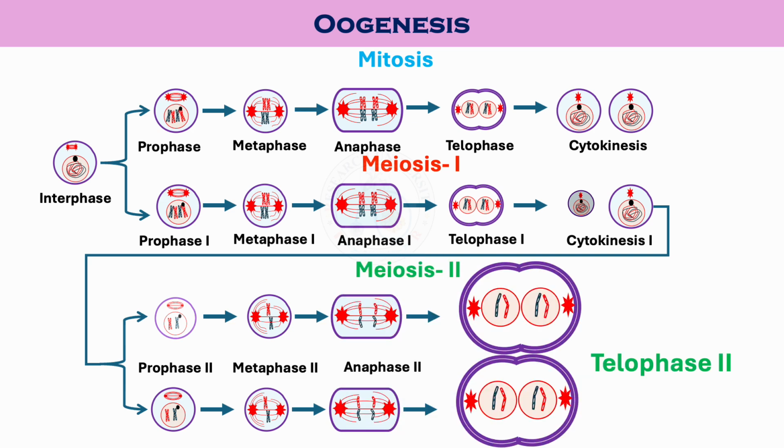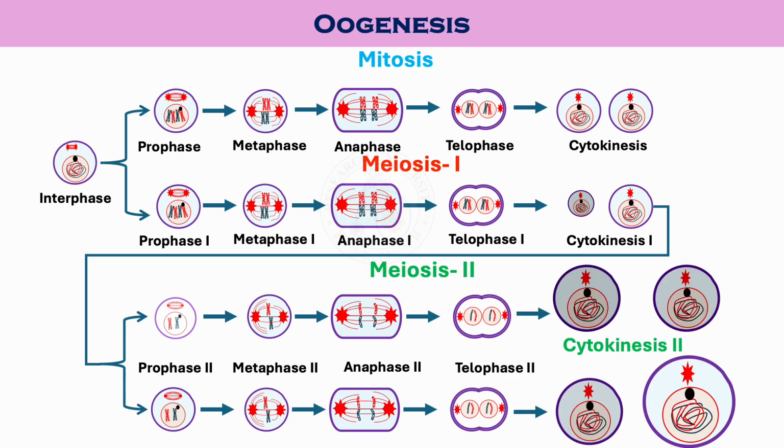Telophase 2 follows anaphase 2. During this phase, chromosomes reach the poles of the cell and nuclear envelopes begin to reform around the chromosomes. These chromosomes start to decondense and the spindle fibers are disassembled. The final phase of meiosis 2 is cytokinesis 2, the physical division of the cytoplasm that occurs after telophase 2.